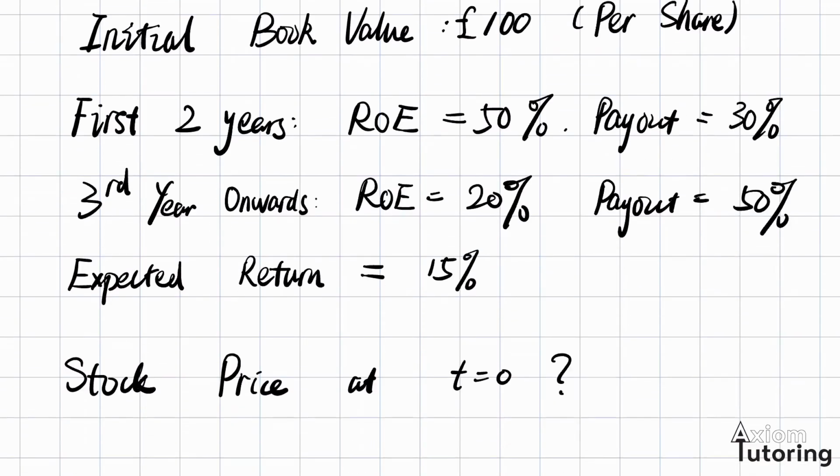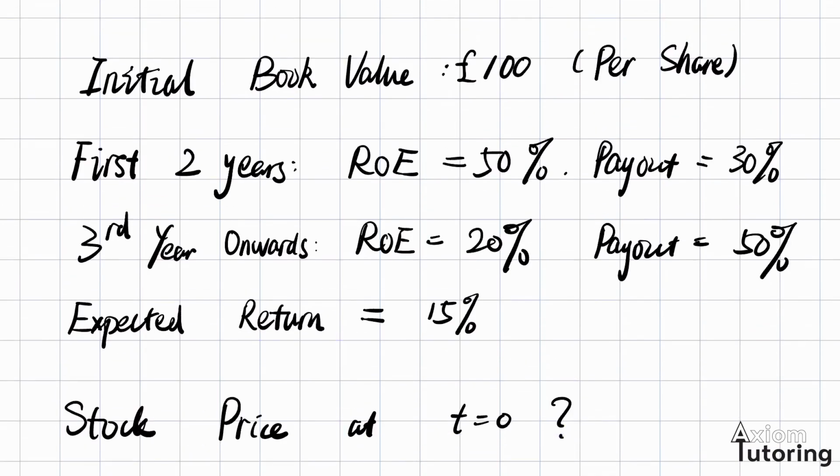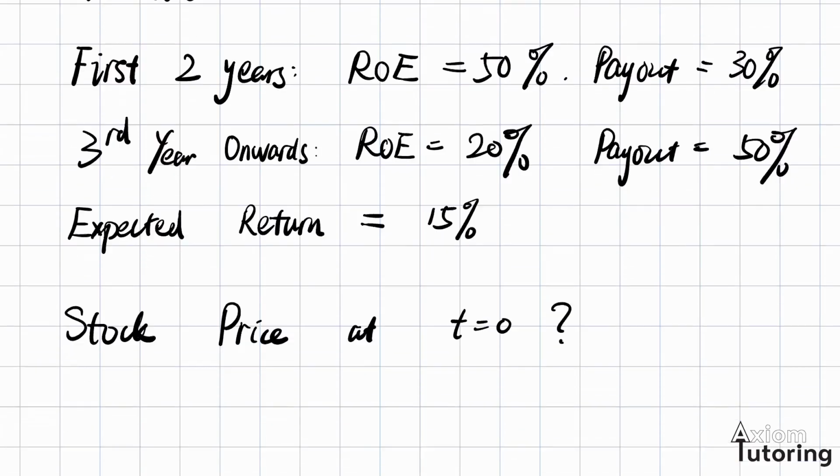Now the problem is, how do we decide the stock price at the present time? So we have been given a bunch of information, and it is not as straightforward as the simple dividend discount model or the Gordon growth model would solve. So let's do it step by step.